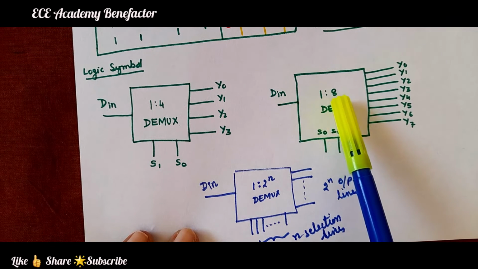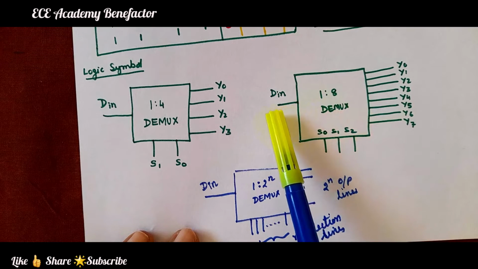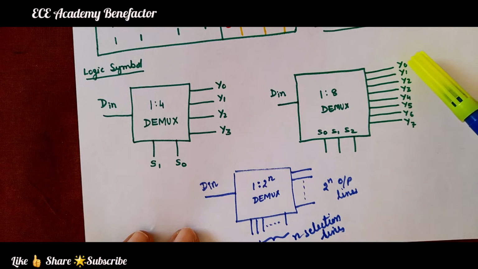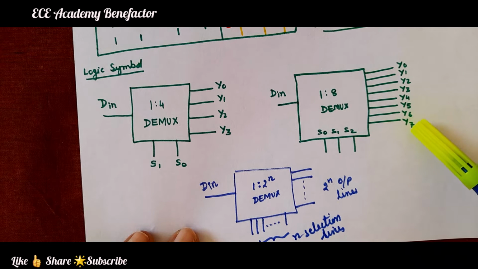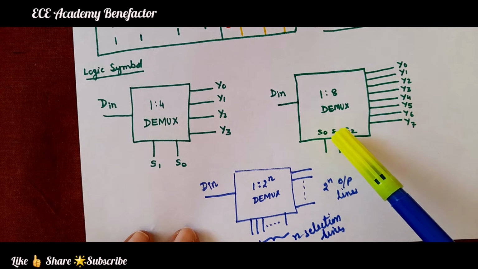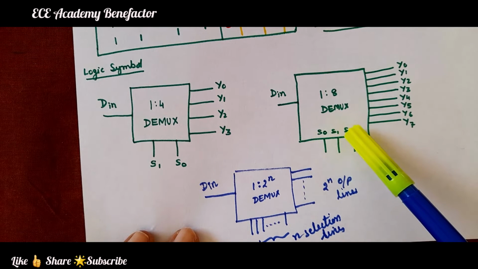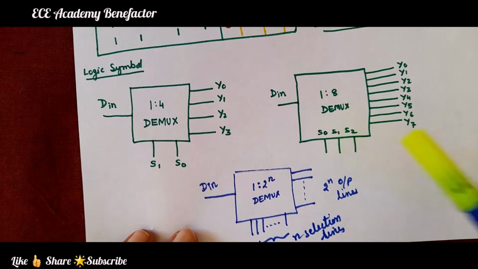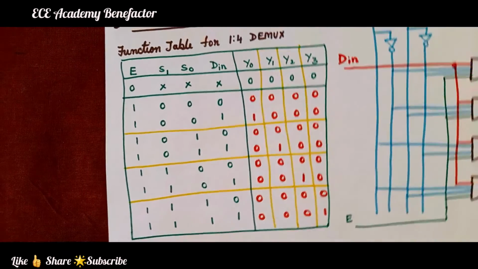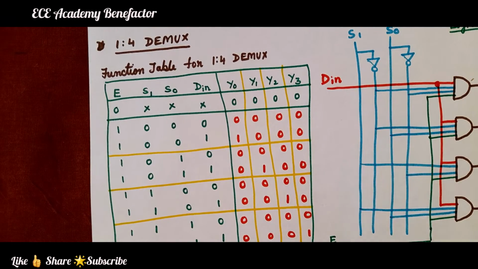For a 1:8 demultiplexer, input is 1 and 8 output lines ranging from y0 to y7: y0, y1, y2, y3, y4, y5, y6, y7. 8 means 2 to the power 3. So 3 selection lines, S0, S1, S2. So 3 select lines for 1:8 demultiplexer. In short, it is known as the demux. So let us now draw 1:4 demultiplexer.